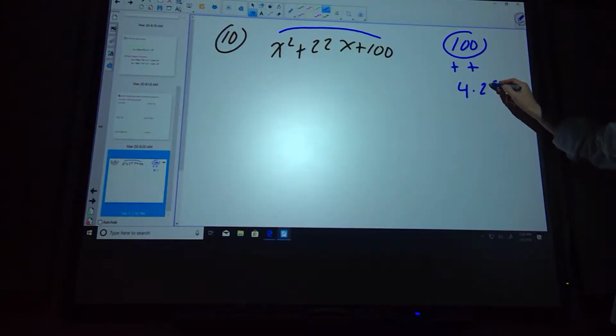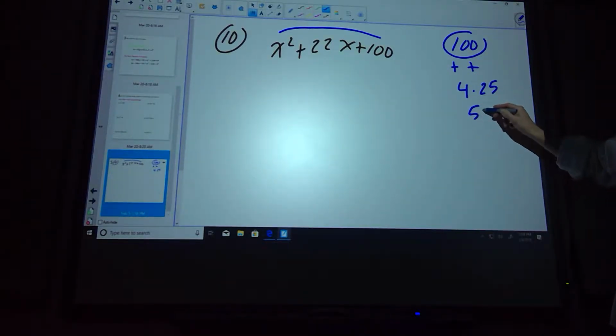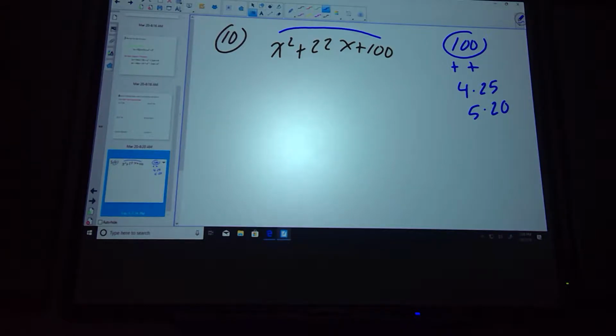4 and 25. 5 and 20. 6 doesn't work. 7 doesn't work. 8 doesn't work. 9 doesn't work. And then 10 times 10. Well, what do you think? It's got to be. Yeah. It's not going to factor. Cool.